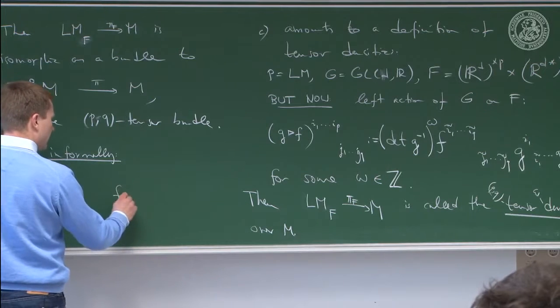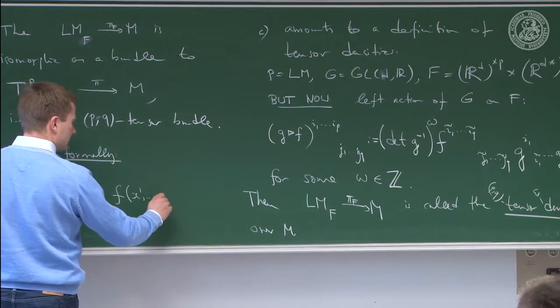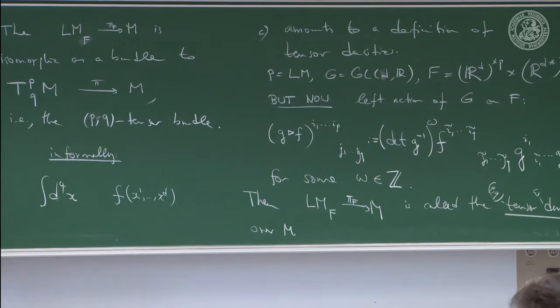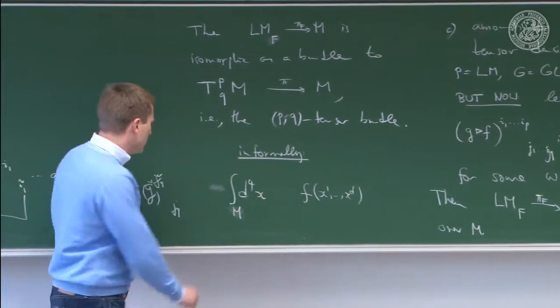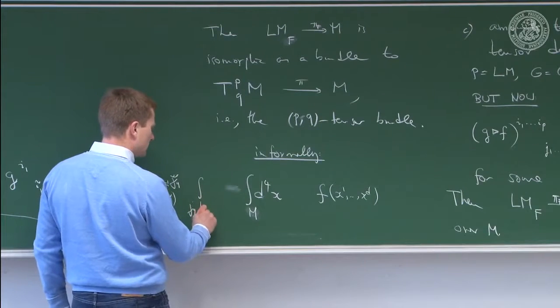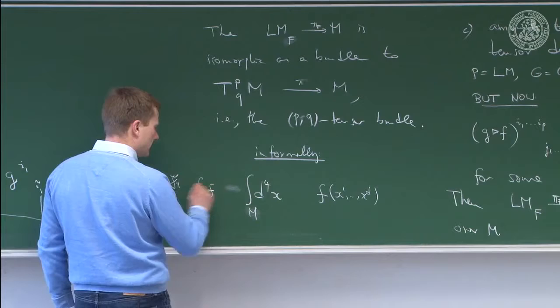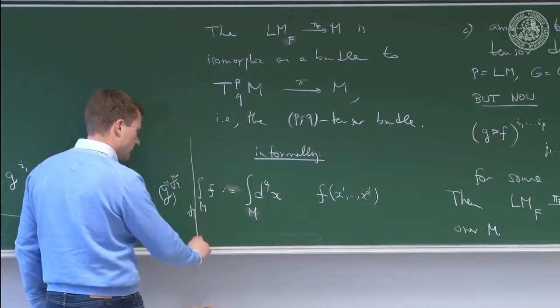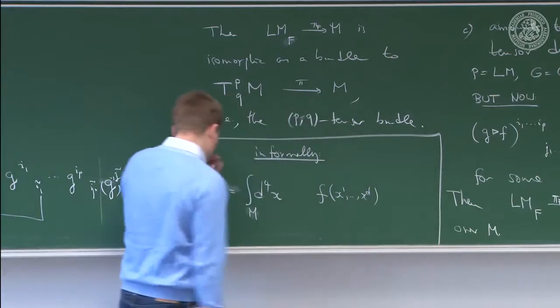Now if you just take a function f of x1 to xd, also with respect to this chart, and you want to define an integral by this, let's assume the whole manifold is covered by one chart. If it's not, we have to do a partition of unity and so on. You want to calculate the integral of a given function over the entire manifold. So you want to define something like the integral over the entire manifold of a function f.